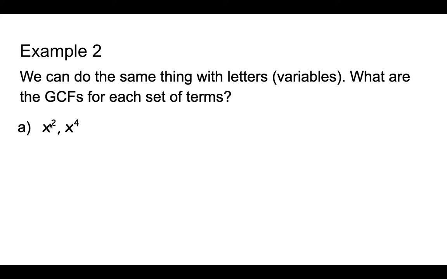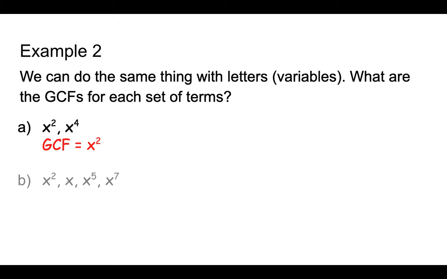Here we have x squared and we have x to the fourth. Well, I know x squared can go into itself, and x squared can also go into x to the fourth. So that means my greatest common factor must be x squared.